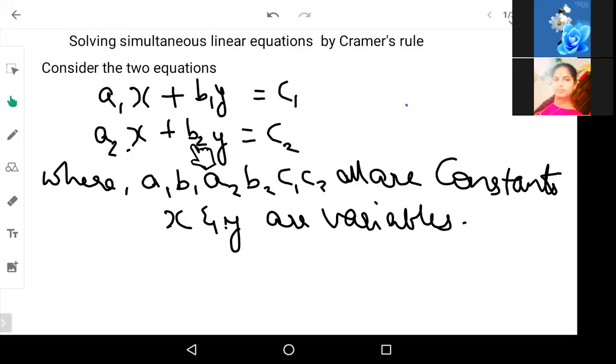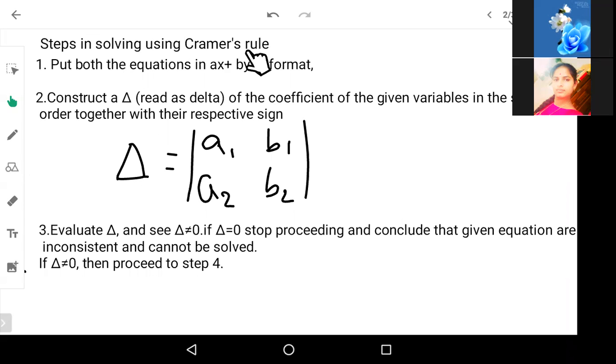So in a similar way, we will be using the values here. One thing you have to keep in mind is that A1, A2, B1, B2, C1, C2, all of these will be numbers. We are supposed to consider them as constants, and X and Y we already know are variables. So what will happen in Cramer's rule?